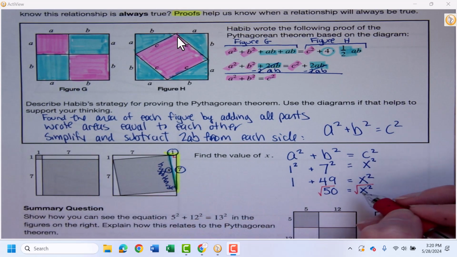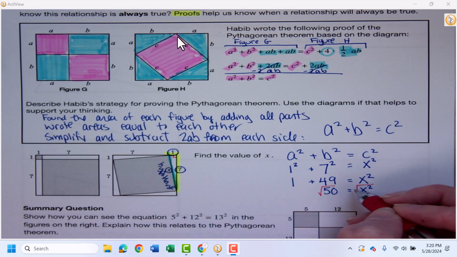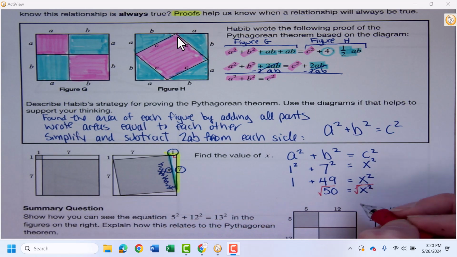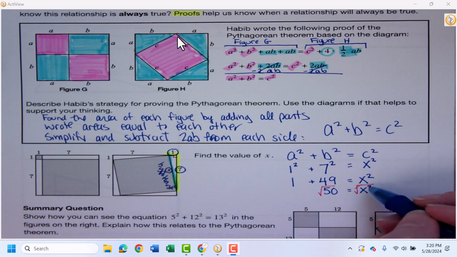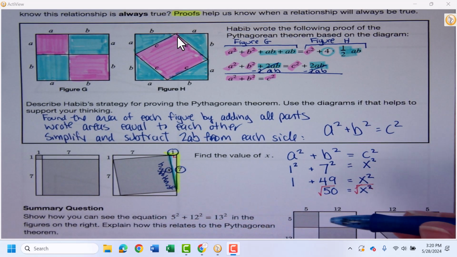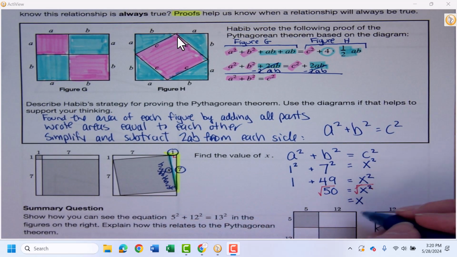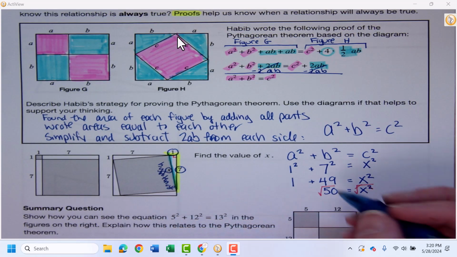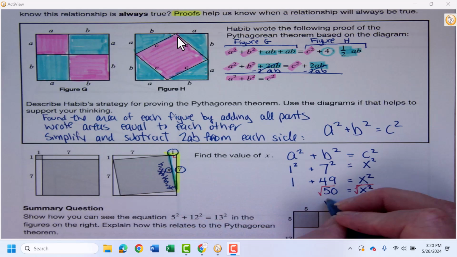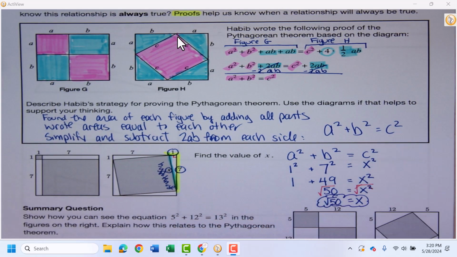We said before that squaring and square rooting, since they're inverse operations, they really cancel each other out. So if I take some value like X and I square it and then take the square root, I'm right back where I started. So I've got X when I took the square root of X squared. And the square root of 50 is what I'm left with. So I found the value of X.